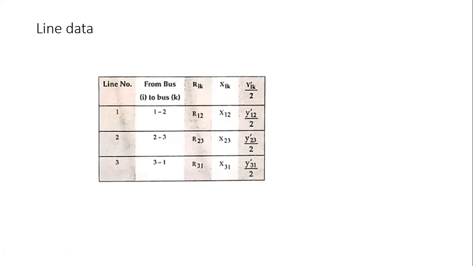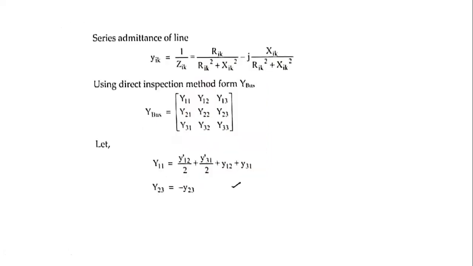Next, we calculate the series admittance of that line. What is that series admittance? That is YIK. How do we calculate YIK? YIK is equal to 1 by ZIK, which is equal to RIK by (RIK square plus XIK square), minus j XIK by (RIK square plus XIK square). This is the formula for YIK.